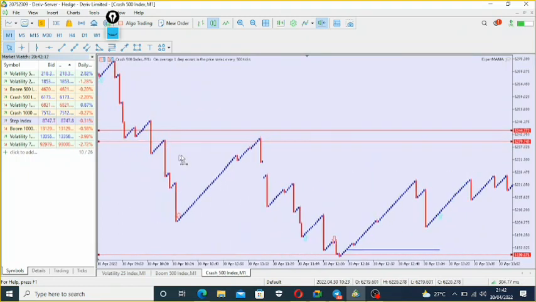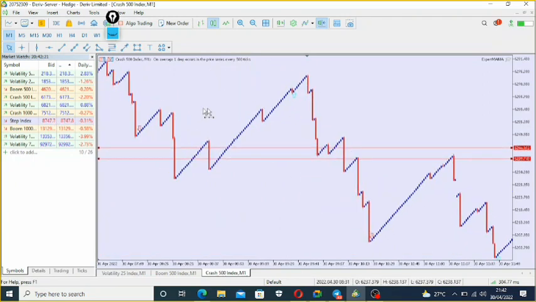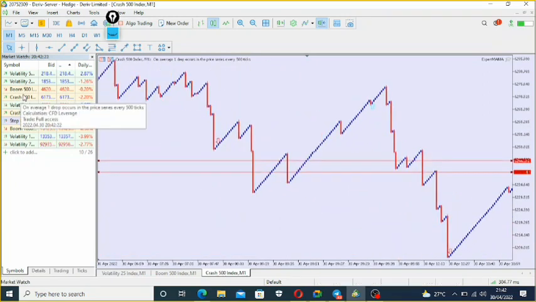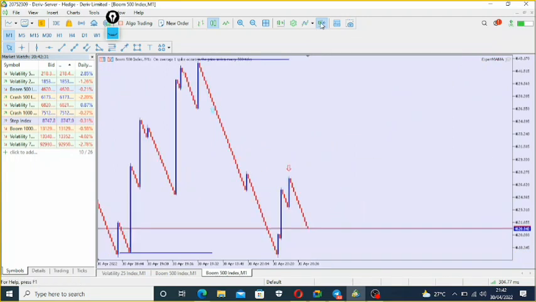Okay. So this is it for crash. Let's just check another one. Now we see, for example, let's check this. This is boom. We buy from here.